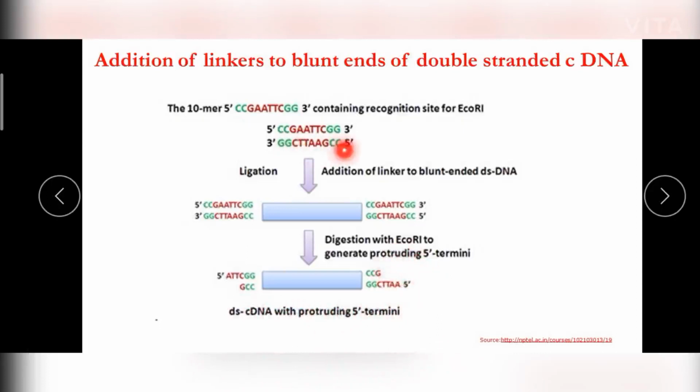So here the linker taken is the EcoRI linker. This EcoRI linker has the EcoRI restriction site. Whenever you add these linkers on either side and cut with the EcoRI restriction enzyme, you get 5' overhangs or 5' cohesive ends. The same thing you can view in the coming animation.